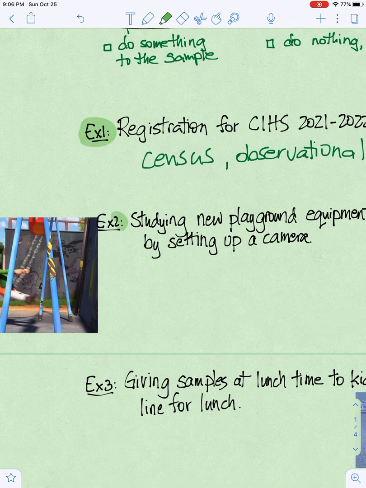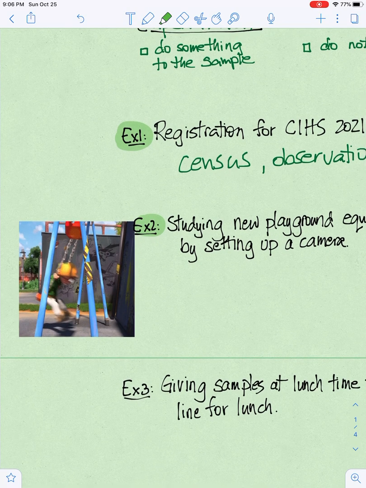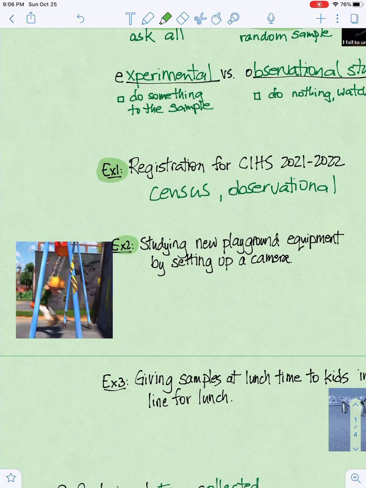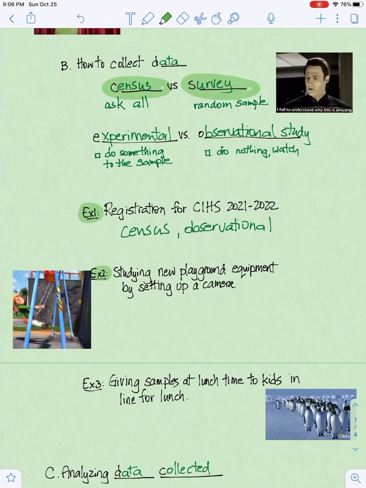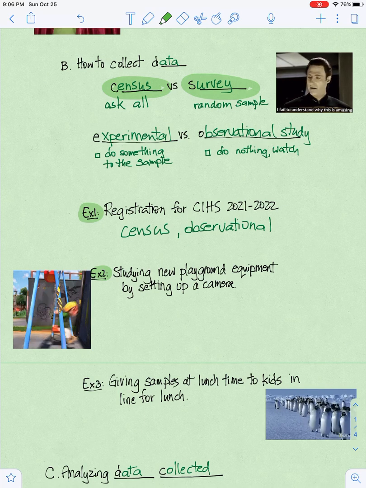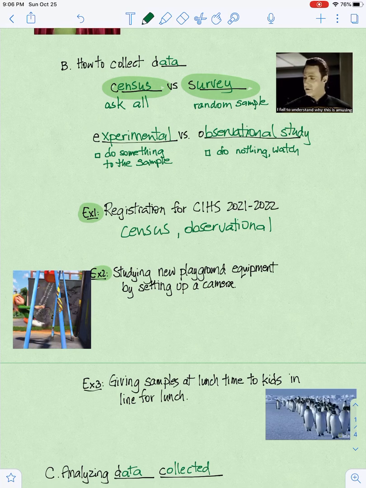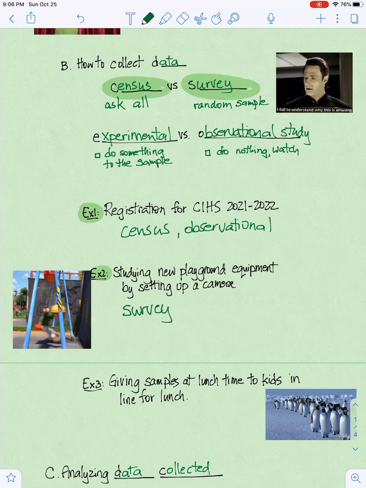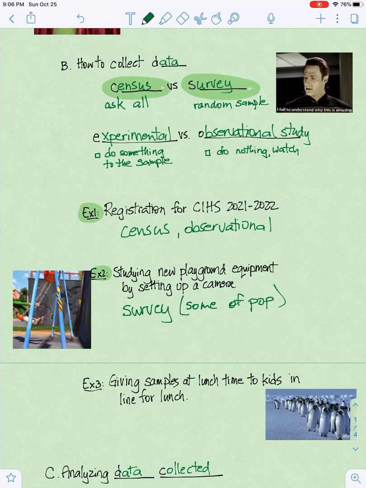Second, let's look at another example here of studying new playground equipment by setting up some sort of camera. That GIF is not working there. All right. There we go. So we got the camera set up. Is it a census or a survey? Well, this is a survey because we aren't checking all the kids in the neighborhood, just the ones that come on that particular day. So it's a survey because we're just getting some of the population.